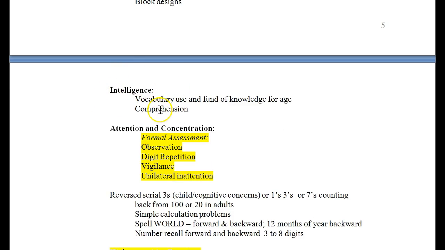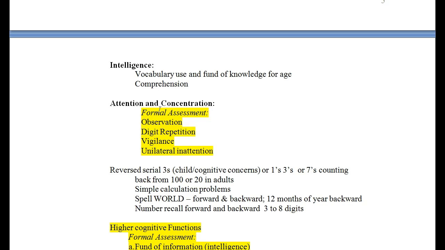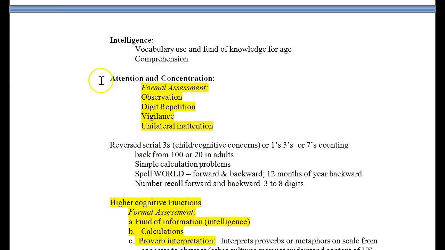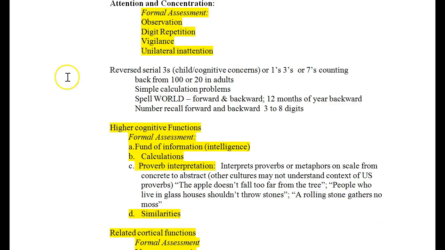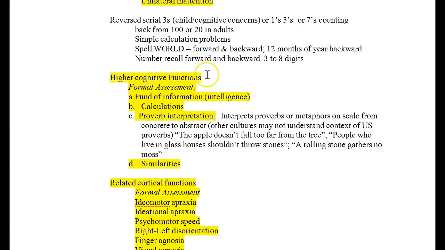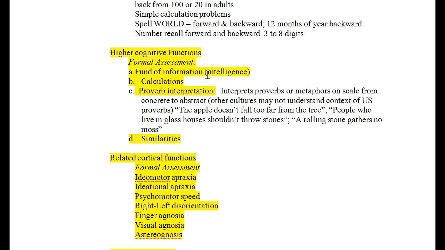Intelligence, this is something you want to comment on because you want a sense of how they're processing information. This is attention and concentration. This is very detailed in terms of the formal assessment for 452. But in general, you might be asking about serial sevens, or being able to spell world forward and backwards, and recalling numbers. Higher cognitive function, again, there's very formal assessment of that.